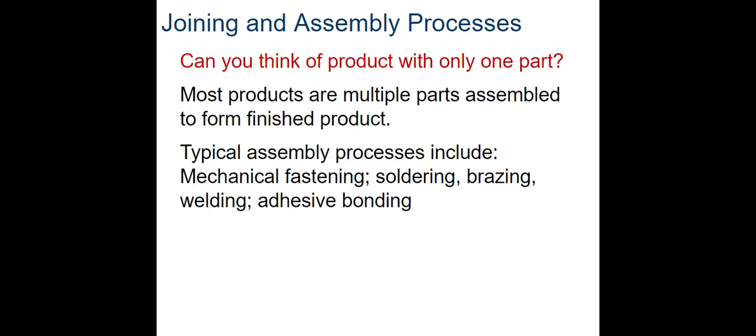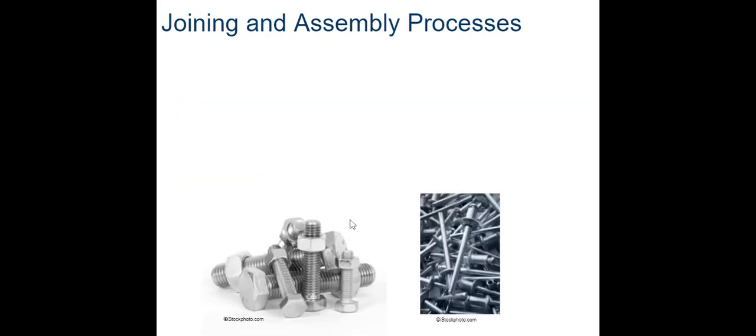Joining and assembly. Okay, we've learned a little bit about joining and assembling parts. You disassembled it in your last activity, and then hopefully you put it back together again, you joined it back together again. Can you think of a product that has only one part? Most products have multiple parts that are used to assemble into the finished product. Typical assembly processes include mechanical fastening, things like screws and nails, soldering or brazing, welding, or adhesives, basically meaning glues.